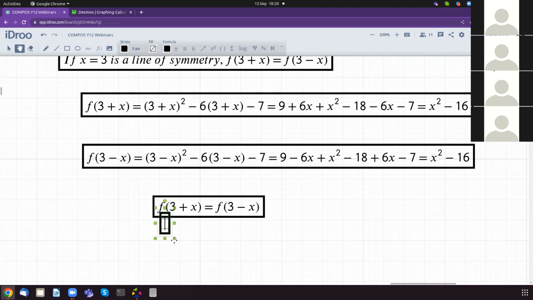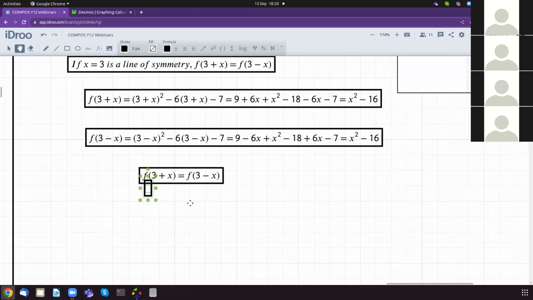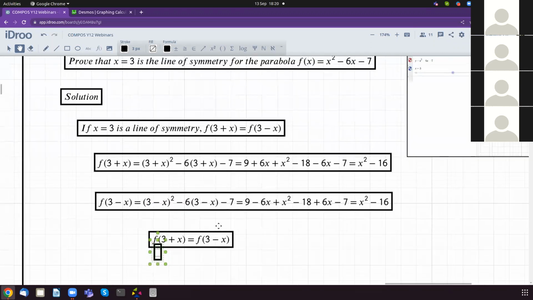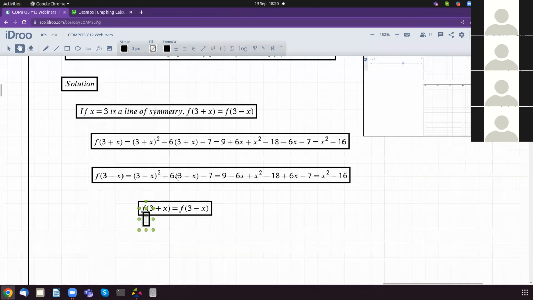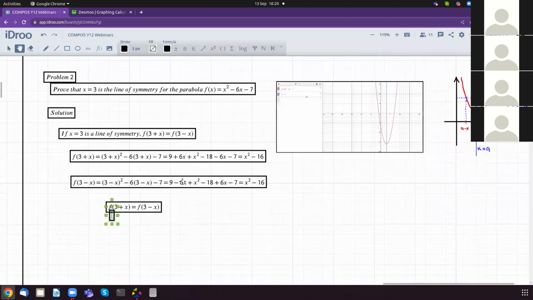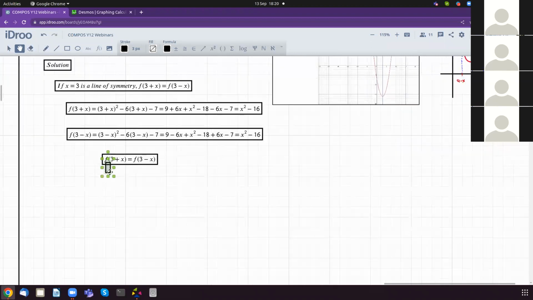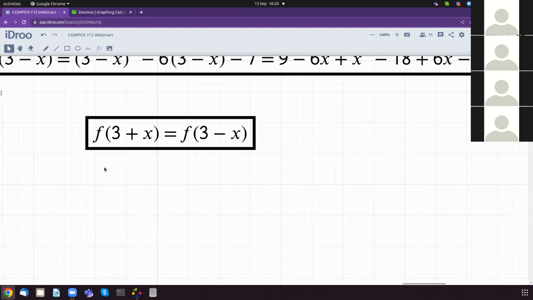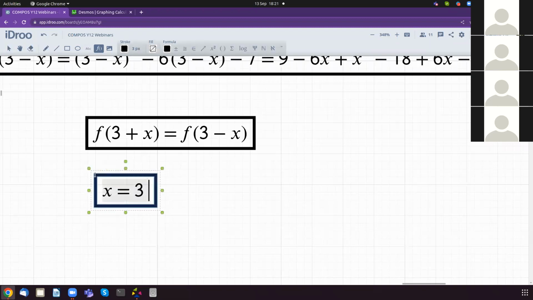I could think of several other ways of doing it. But if you ever encounter a similar problem, you kind of know what to do. You know what symmetry is. And this applies not only to parabolas, this applies to any function. You can use this to prove that any function has a line of symmetry, or at least to test. Therefore, x equals 3 is a line of symmetry.